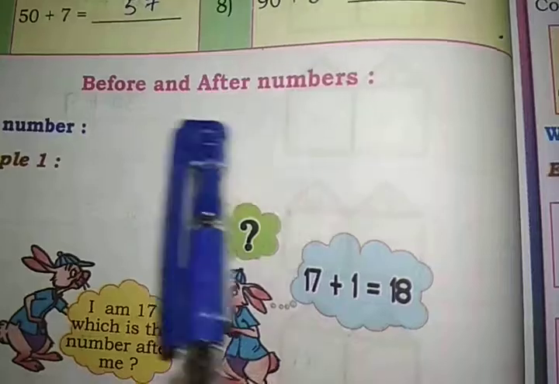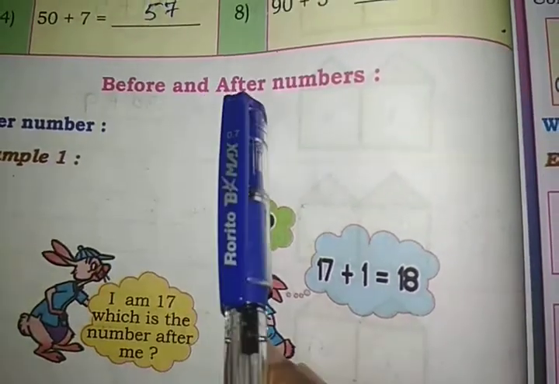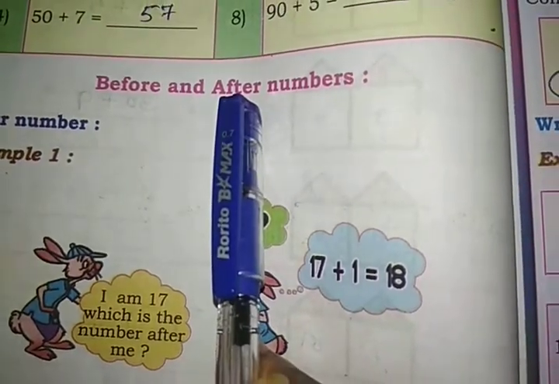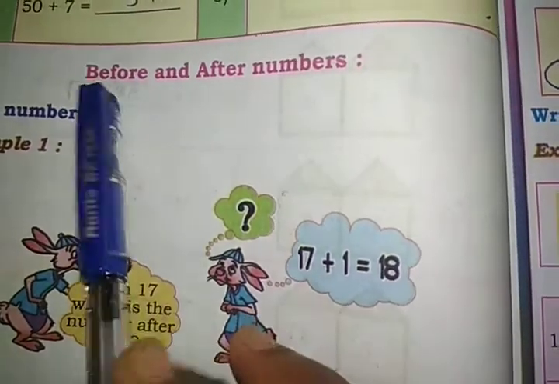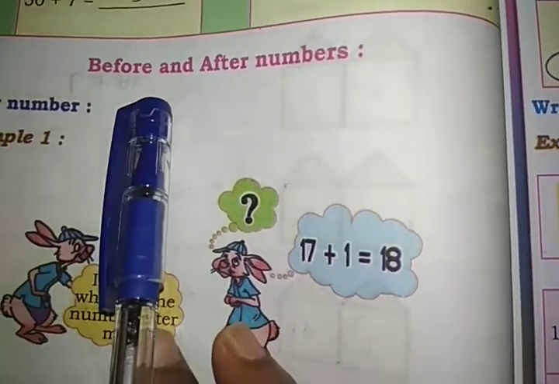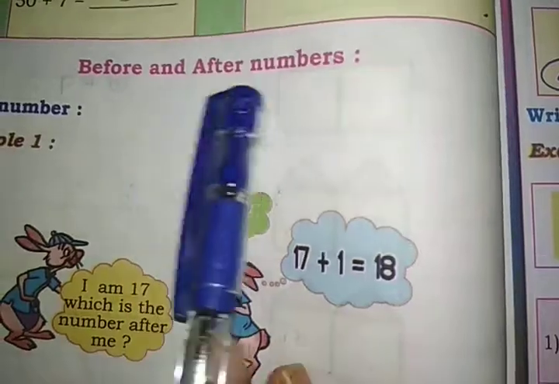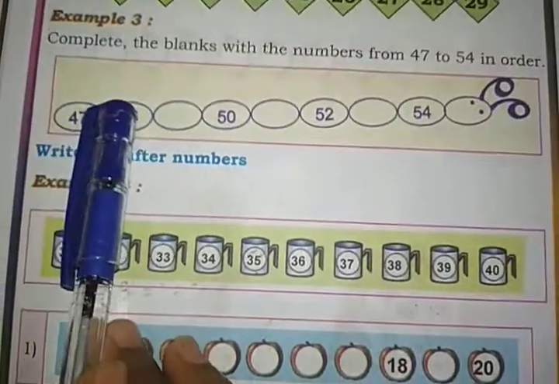In today's video, 2nd standard unit 2 chapter 2 numbers. In that, today we shall go for before and after numbers. Here you see examples.